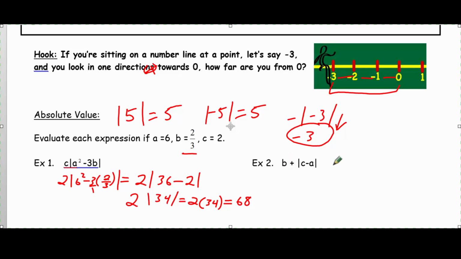Alright, let's try the next one here. That's the main part of the whole thing. B is 2/3 plus the absolute value of C, which is 2, minus A, which is 6. So we've got 2/3 plus the absolute value. 2 minus 6 would be -4, and that's where the absolute value comes in.